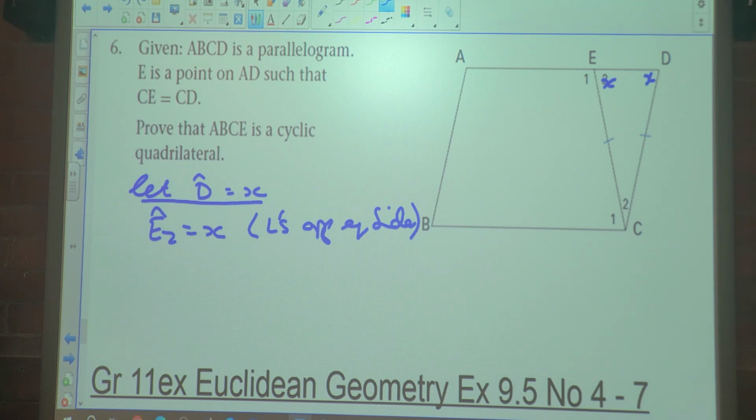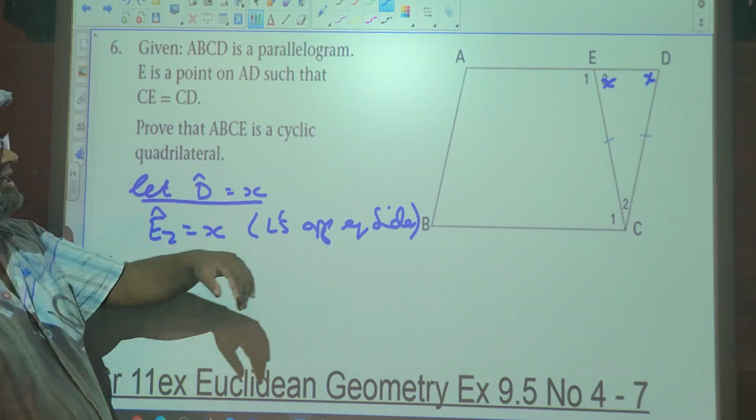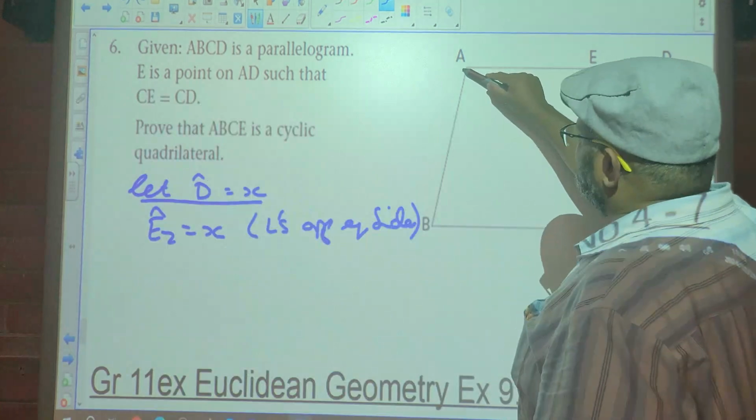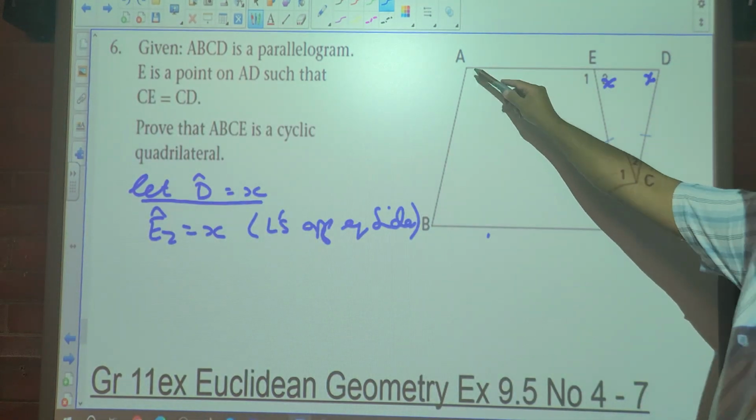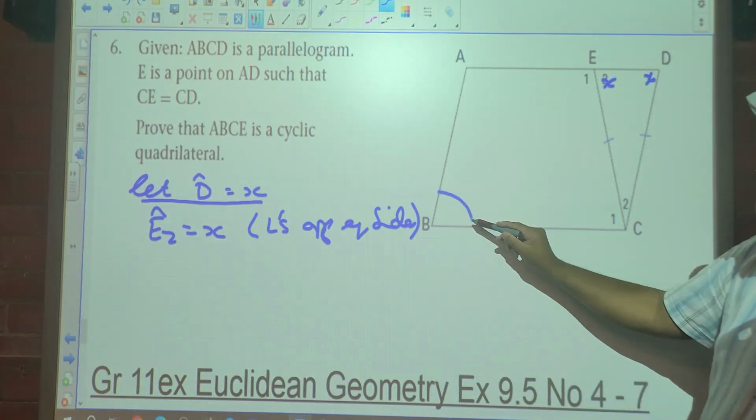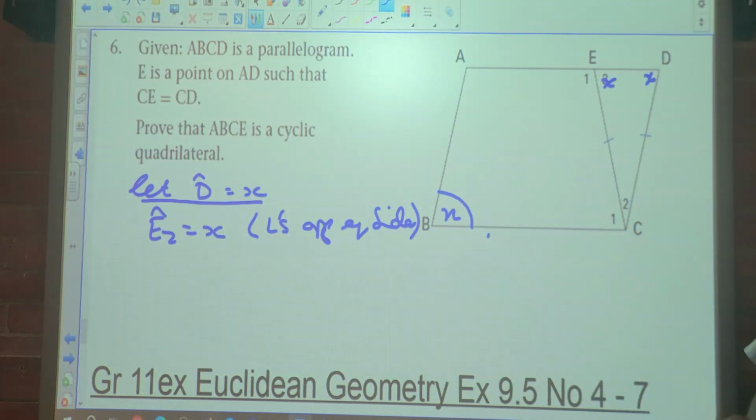C1. C1 is x, yes? Why? Alternate? Yes. But how is that going to help us in our course? It's not going to help us. So you say that angle ABC is equal to x. Angle B is x. Yes, why? Exterior angle.